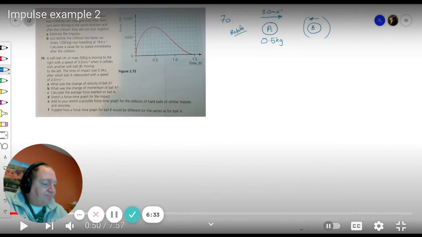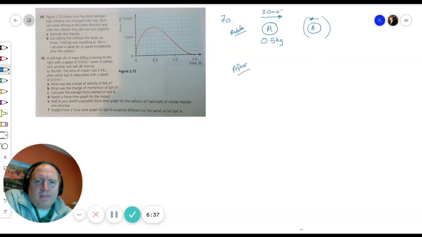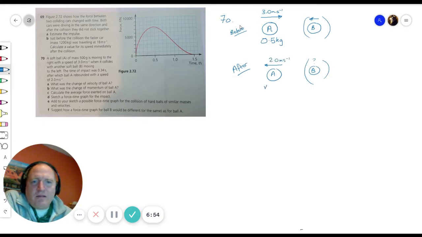Okay, let's keep going. Got an after scenario. So my after scenario, again, we don't know anything about B. But we do know that A now still has the same mass, but now it's moving, it's rebounded, it's going backwards at 2 meters per second. So in other words, the velocity now is -2 compared to what it was before.